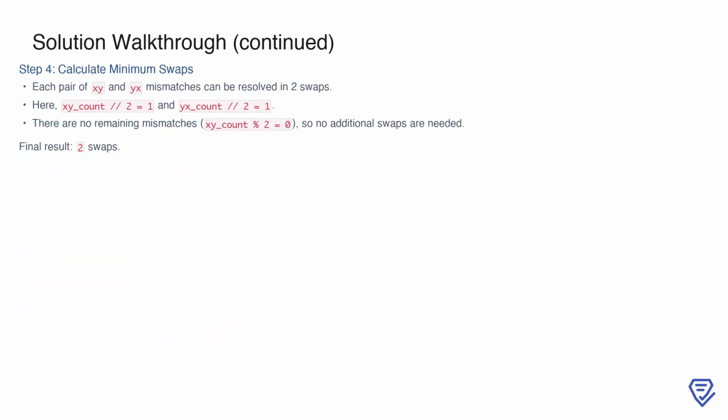To resolve the mismatches in this example, we note that each full pair of mismatched XY and YX can be resolved in 2 swaps. Here, XY_count // 2 gives us one full pair of XY mismatches that can be resolved with 1 swap. Similarly, YX_count // 2 gives us one full pair of YX mismatches, requiring another swap. Since there are no remaining mismatches, XY_count % 2 and YX_count % 2 are both 0, no additional swaps are needed. Adding these together, the total number of swaps required to make the strings equal is 2. This approach ensures that we account for all mismatches efficiently while minimizing the number of swaps needed.